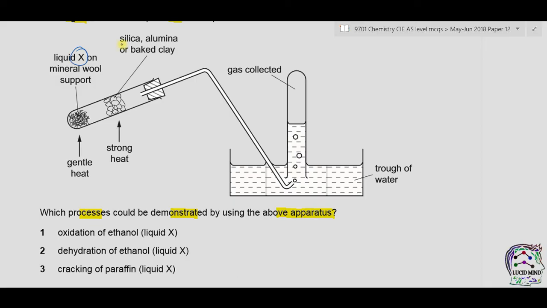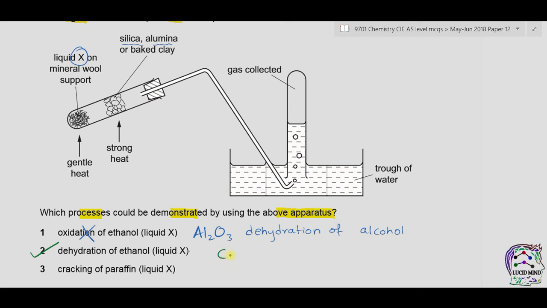What happens is that the silica or alumina, Al2O3, upon heating will cause dehydration of alcohol. So under these conditions, oxidation cannot occur, so option 1 is incorrect. Option 2 is dehydration of ethanol. Now we can see that ethanol is also an alcohol and alumina causes dehydration, so option 2 is correct.